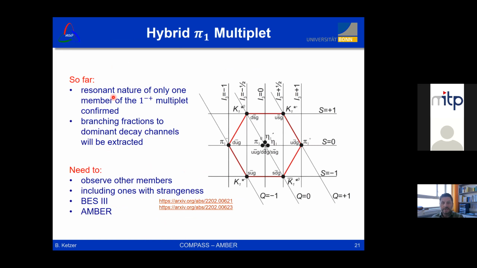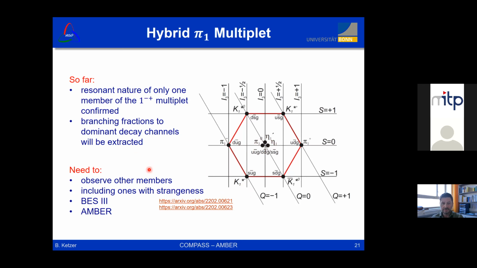But of course, now we have confirmed the resonant nature only of one member of this 1 minus plus multiplet, the pi1(1600), actually the negative charge version of it. And we are about to extract branching fractions. But in order to confirm the hybrid nature, we need to observe other members. We need to include the ones with strangeness, and BESIII has put observation of the eta1 here on the arXiv recently.